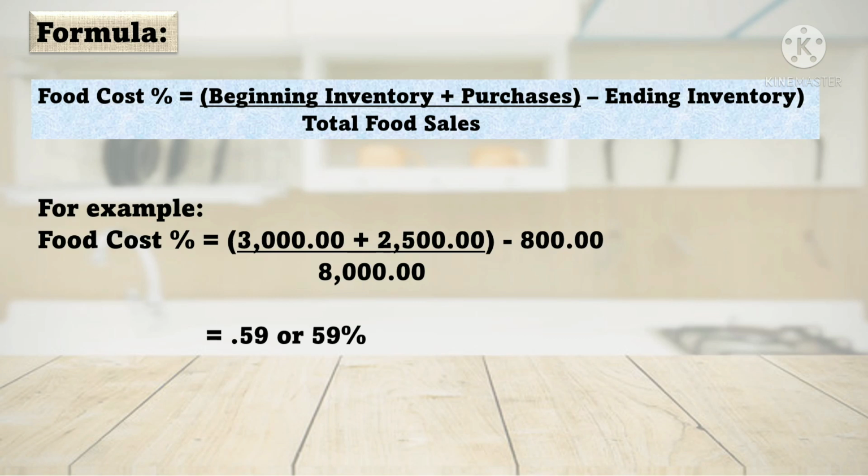For example, the beginning inventory is 3,000 pesos. You will add it to the additional purchases of 2,500 pesos and then subtract it from the ending inventory 800 pesos and divide it by the total food sales, which is 8,000 pesos. The total or the answer is 0.59 or 59%.